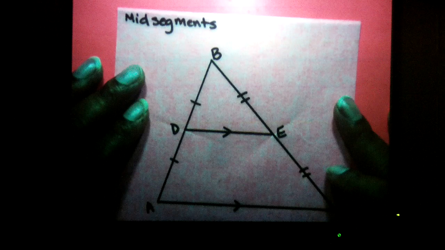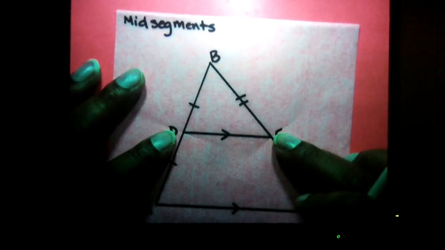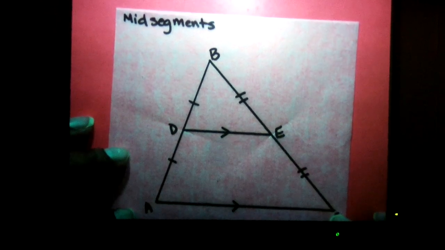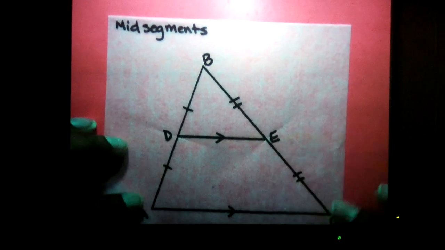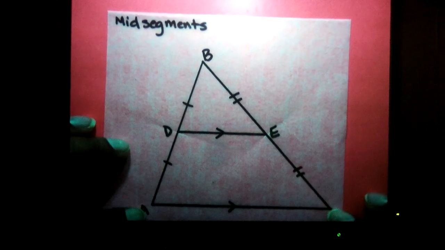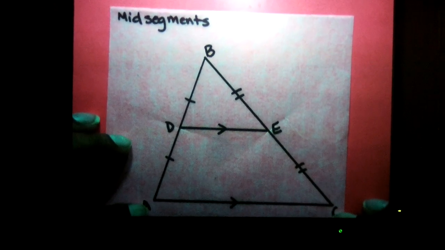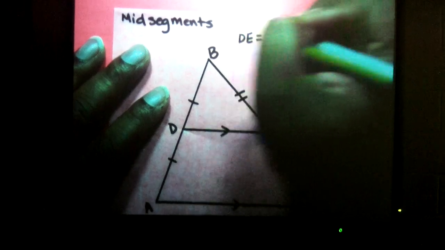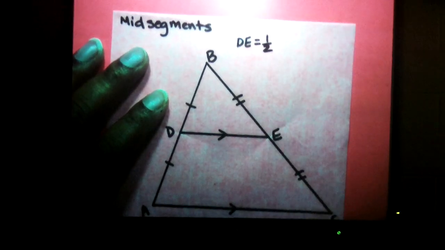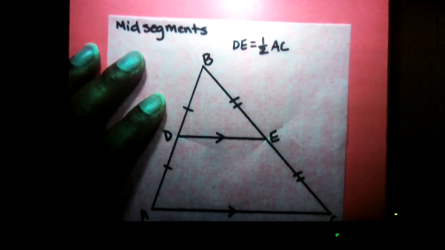Now, we could also show you that DE, if we measured it, should be half the length of segment AC. The measure of a mid-segment is half as long as the measure of the side that it is parallel to. So if we measured it, that's what we would come up with. Okay, that's important to remember. The measure of the mid-segment, which we'll say is DE, is going to be half the measure of the side that it's parallel to, which in this case is segment AC.